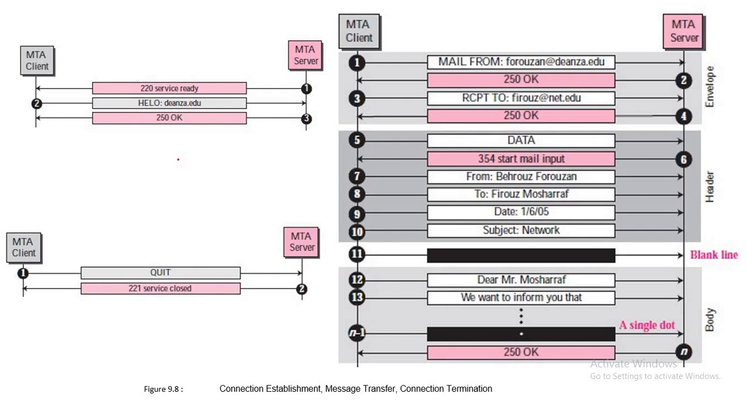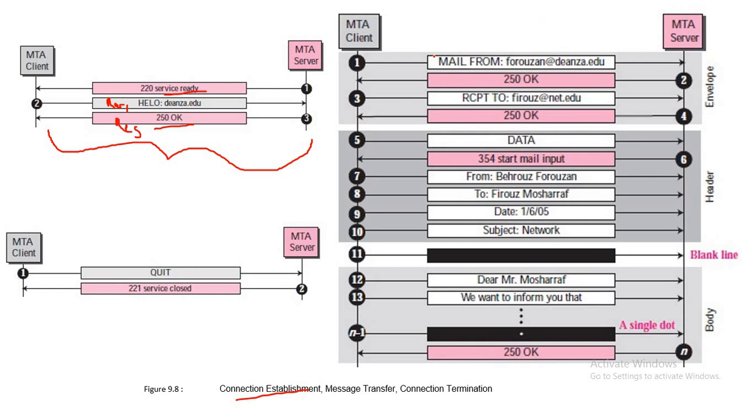Now how does this entire thing work? That is the first scenario, connection establishment. How does connection establishment work? The MTA server is saying that our service is ready. The MTA client will place a request to access that particular service and the server will allow access to the service. It is a request message and this one is a response message. So that is connection establishment.